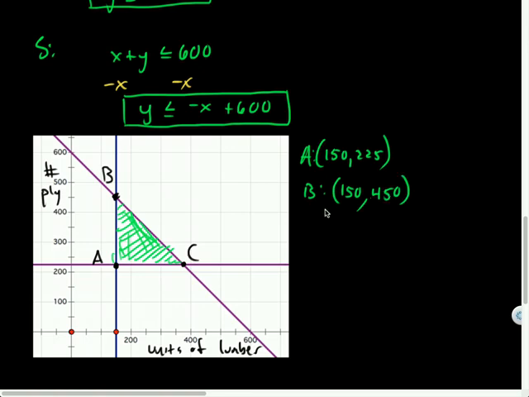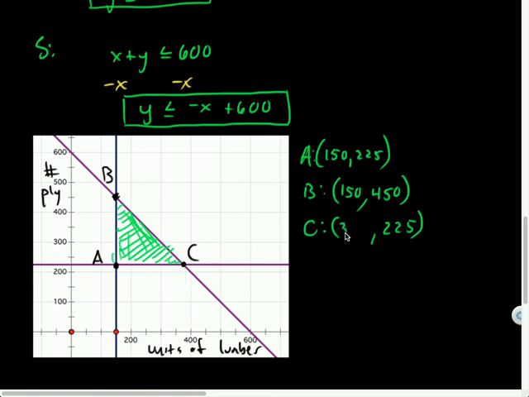Right? So that's not that bad. And then let's see, point C. Well, I know that the y value is 225 because it's on that horizontal line. And the x value, a little tricky. Well, I could plug 225 in for y and solve for x. So subtract 225 from both sides. What's that going to be? 375 for the x value? And that looks like it's graphically about right.